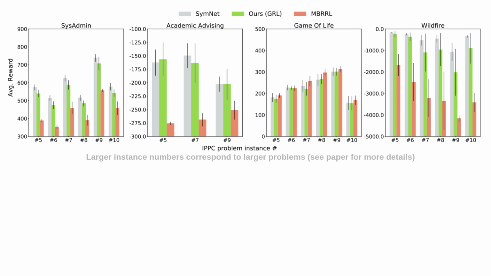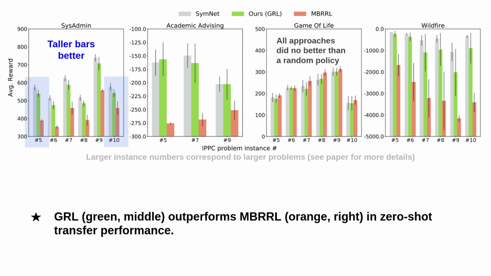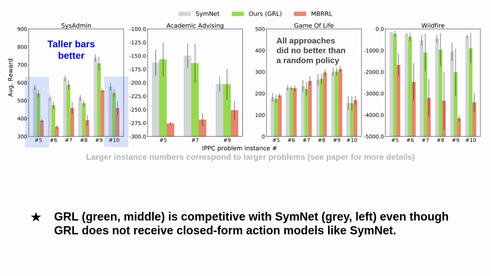Now I'll showcase our results. The x-axis is the IPPC problem instance number, and the y-axis is the average reward, and taller bars are better. It can be seen for sysadmin that GRL outperforms the baseline MBRRL in zero-shot transfer performance, and this trend carries over to the other domains as well. GRL is also competitive with SymNet, even though GRL does not receive closed-form action models like SymNet.